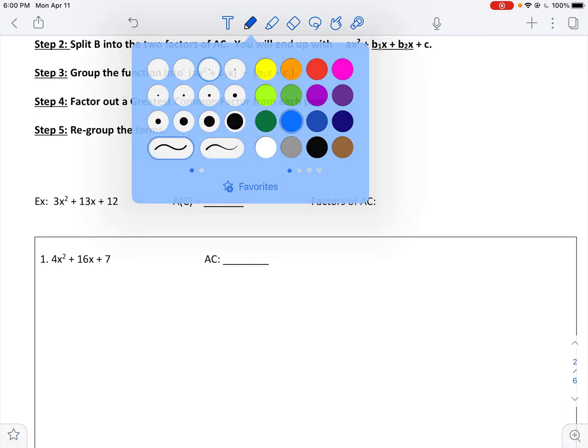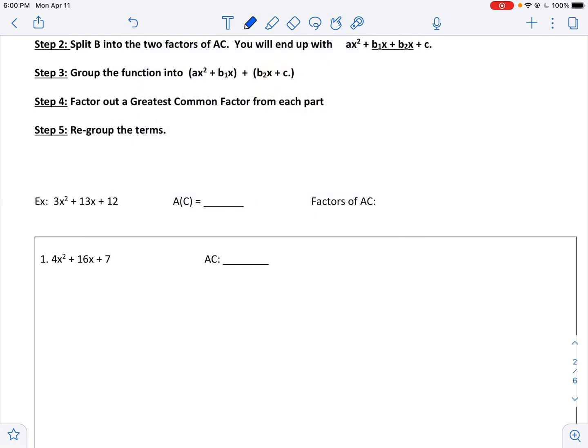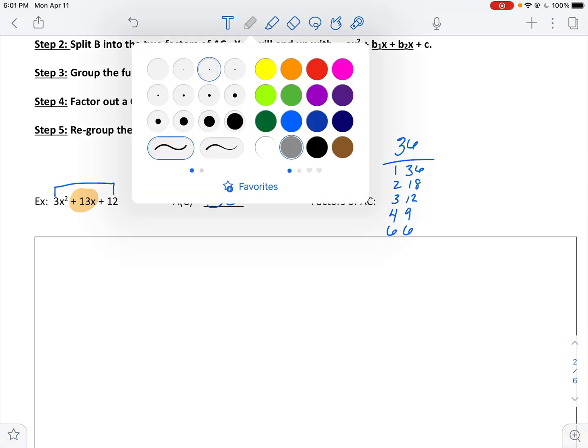So step 2, I would need to split b into 2 factors. So I'm going to multiply a times c, or the first term times the last term, to make 36. And I'm going to list out the factors of 36 here. So 1 and 36, 2 and 18, 3 and 12, 4 and 9, 6 and 6. And I need to figure out what terms here would add or subtract to the middle number of 13. So that doesn't change. I'm still finding factors that add to the middle term.